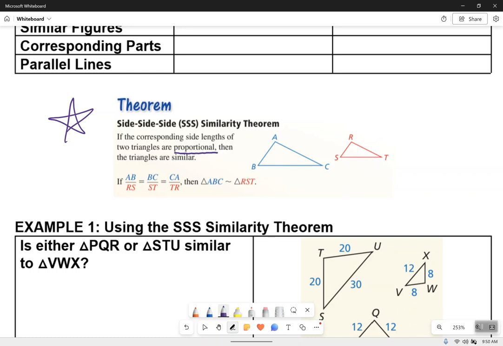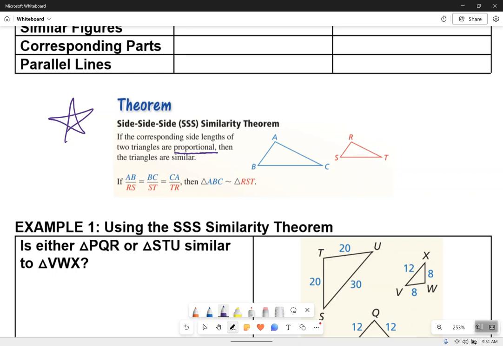Basically what they're saying is if the ratio of AB to RS, guys, doesn't AB and RS kind of correspond to each other? Aren't they in the same general position? If that ratio is equal to BC on the bottom, as to ST, if that equals CA to TR, if all those ratios are the same, then I can say triangle ABC is similar to triangle RST.